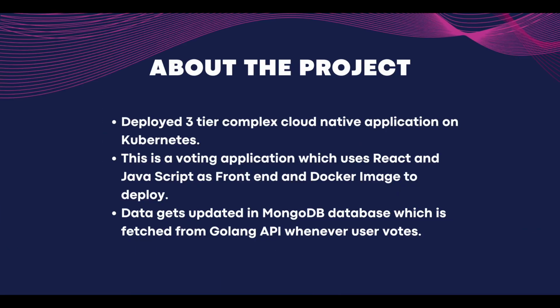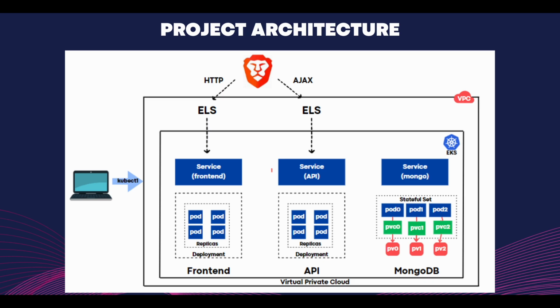Let me give you an overview of our project. We are deploying a three-tier complex cloud native application on Kubernetes. This is a voting application which has front-end as React, Golang as API, and MongoDB as database. Whenever a user votes, this data gets updated in the Mongo database. Let's move on to the details of the project.